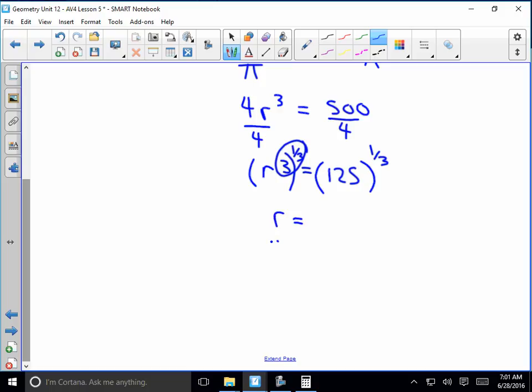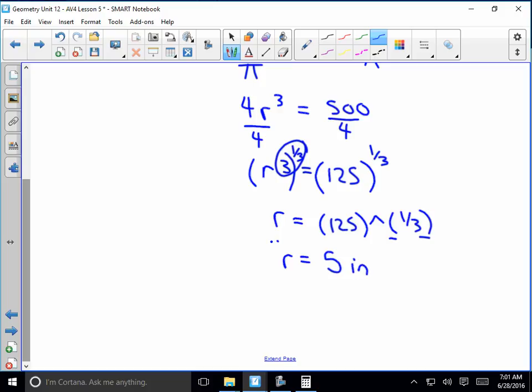Then when we type it in, you have to be careful. Type parenthesis 125, close the parenthesis, and then do the power, and then put your 1/3 in parentheses as well to make sure that your calculator is going to do it correctly. Some calculators would do it correctly without these last parentheses, but you always want to be safe and put them in. Then we finish up and we get a radius of 5 inches.